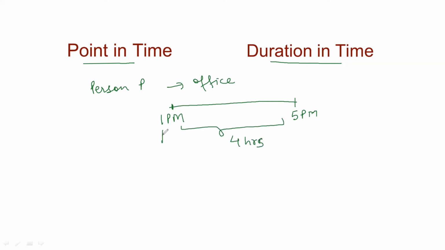Both the times, 1 p.m. and 5 p.m., are points in time. The duration during which he stayed in the office, which is 4 hours, is a duration in time. So these concepts will help you to understand the various times that are associated with the process.